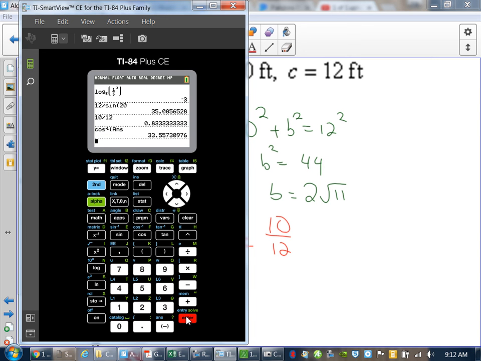Wait, when you put after cosine? Answer. No, like in between. I just hit second cosine of my answer. Oh. I typed in my fraction first, and then I got that funky decimal, and then I went from there. So that tells me my angle B is at 33.56.